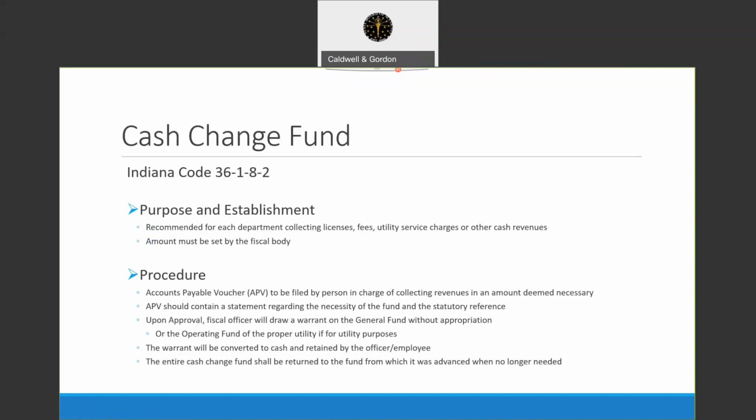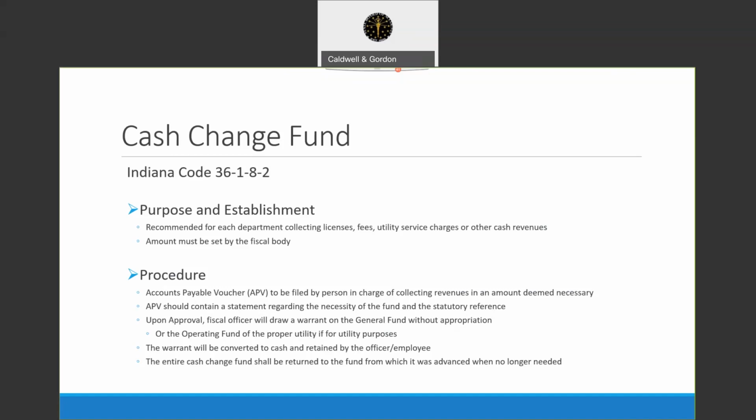The establishment of a cash change fund is recommended for each department of a city or town collecting licenses, fees, utility service charges, or any other cash revenues. The authority to do so is found in Indiana Code 36-1-8-2, which states the fiscal body of the political subdivision must authorize the establishment of the cash change fund. The accounts payable voucher should be filed by the officer or an employee who has been charged with the duty of collecting the cash revenues for the amount deemed necessary for presentation to the proper board. The amount of the fund must be established by the fiscal body.